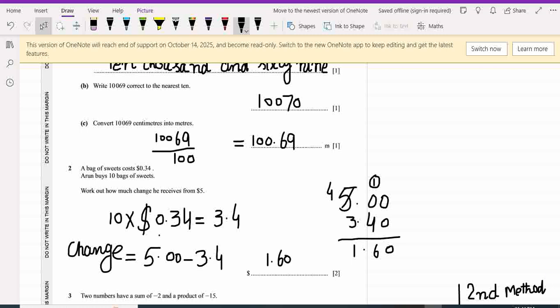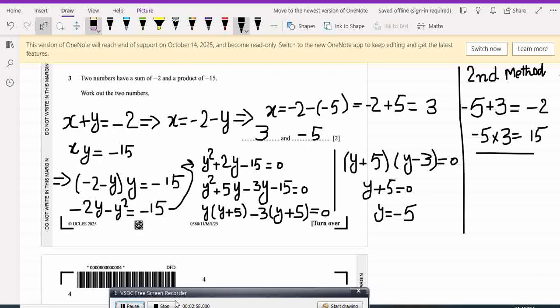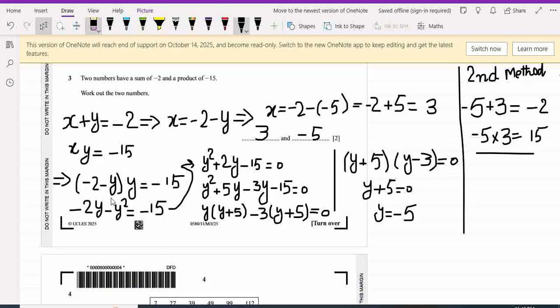Next question is: two numbers have a sum of -2 and a product of -15. Work out the two numbers. There are two methods. One is we make two equations. Let the two numbers be x and y. Then their sum is x plus y is equal to -2 and their product is x into y is -15.